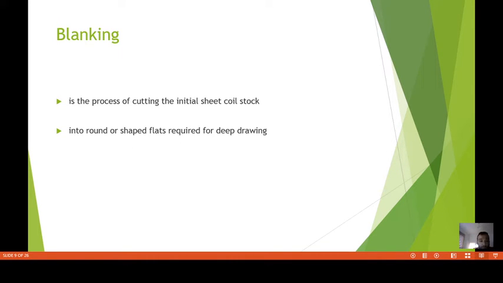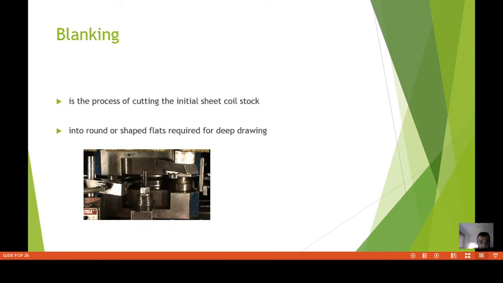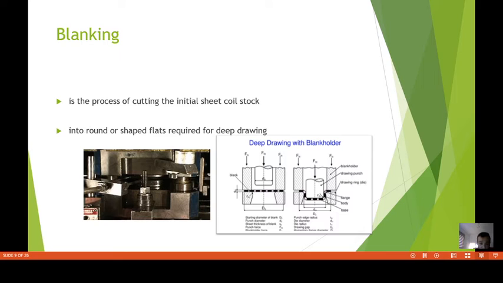Blanking. The most popular example of blanking is a coin. How we can make a coin is the process of cutting the initial sheet coil stock into round or shaped flats required for deep drawing. You can see here in this photo, the machine is applying force to the material. This force is making work on this material. The material is changed into another thing.